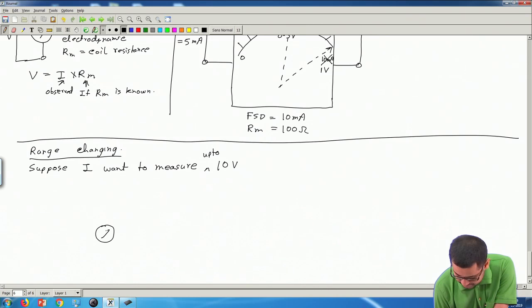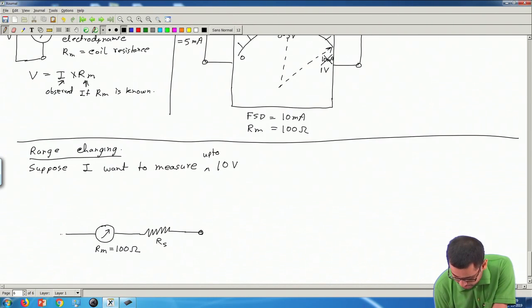So this is my meter. It has a resistance of 100 ohm. I will connect some series resistance, call it Rs, and I will apply the 10 volt voltage which I want to measure across these two terminals. So here I will apply 10 volt.